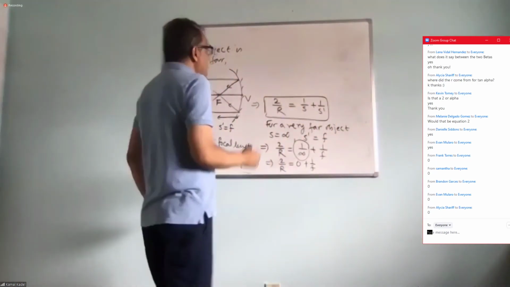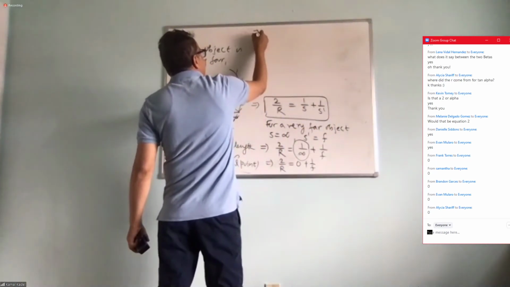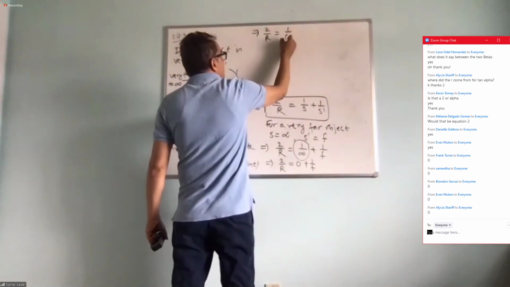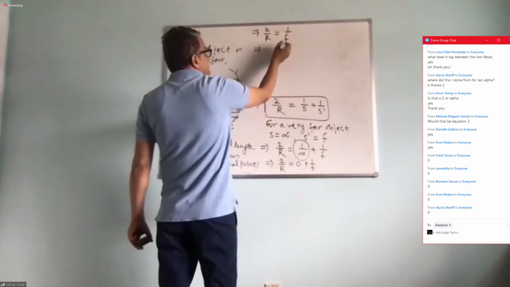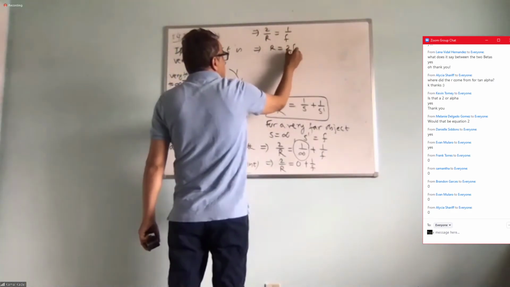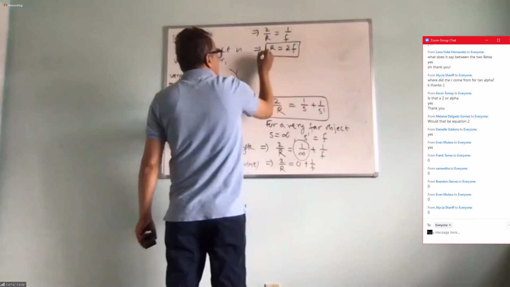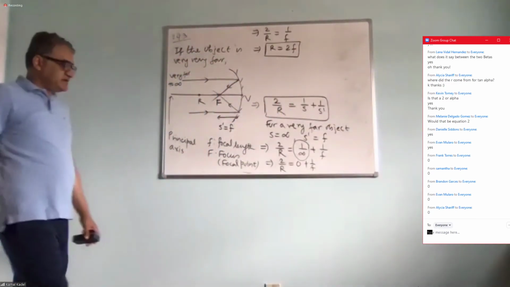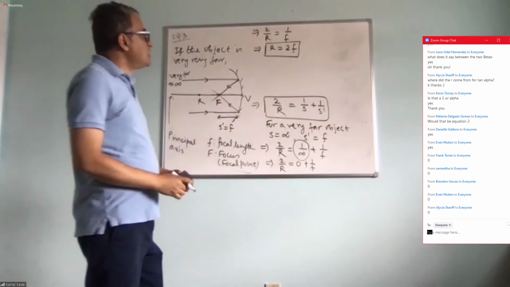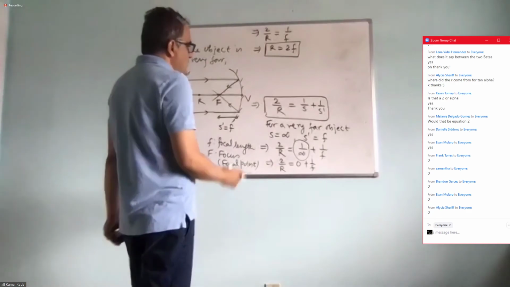So that means now we have this relationship here, that is 2 divided by r equals 1 over f. So if that's the case, then we have r equals 2f. Another relationship we got, so that means the radius of curvature is twice the focal length, right? Or 2 over r is 1 over f.